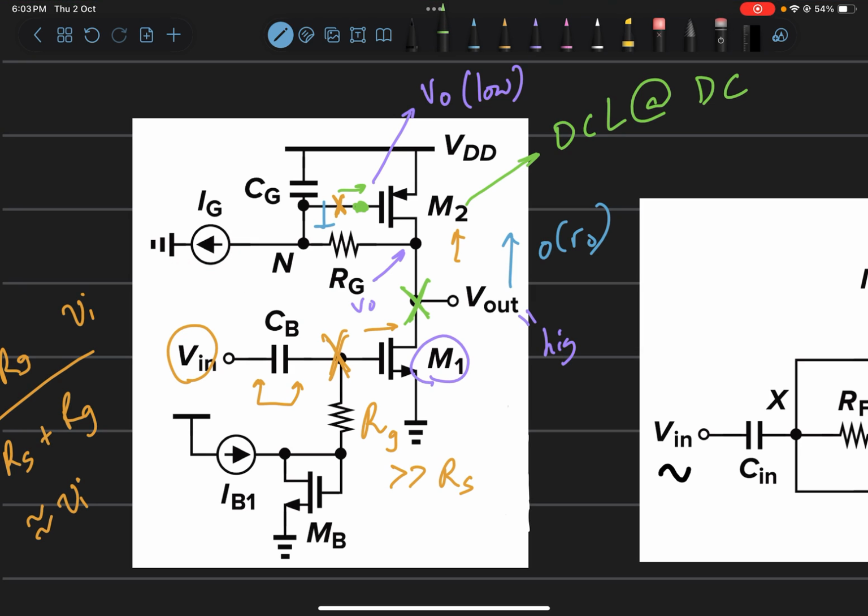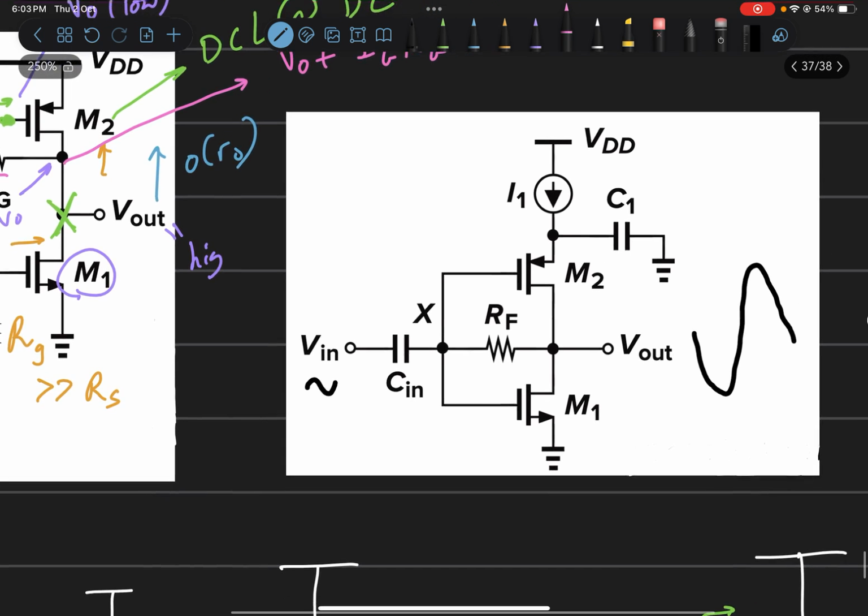Since Ig cannot flow through the cap, since it is open at DC, it cannot flow through the gate, it will flow through the RG completely. And since it flows completely through RG, this potential here will be V0 plus IgRG because Ig flows in this direction. So now we would have enough headroom for M1 and M1 will remain in saturation even for negative swings. So that is it for this bias network.